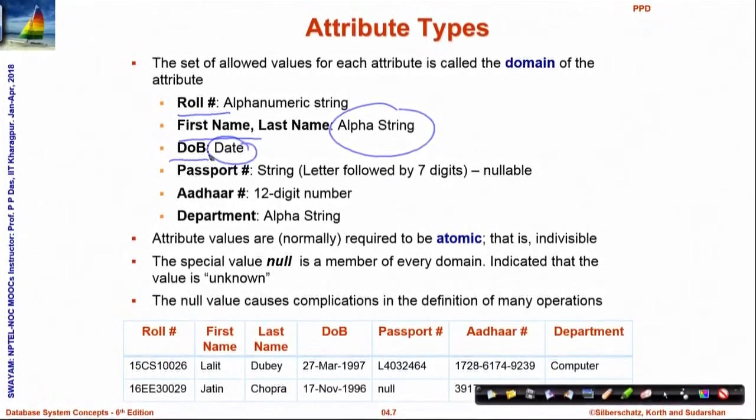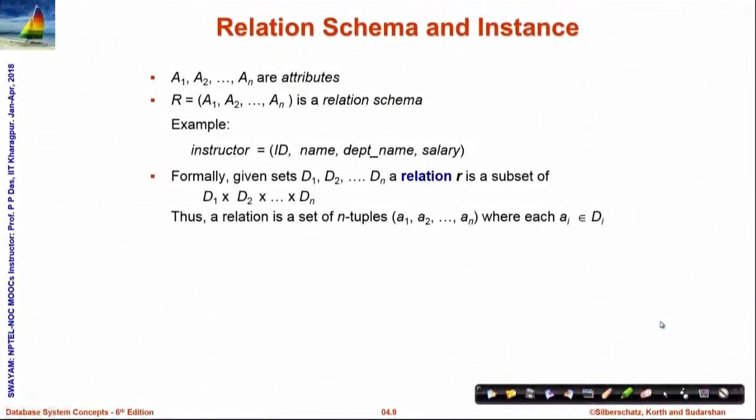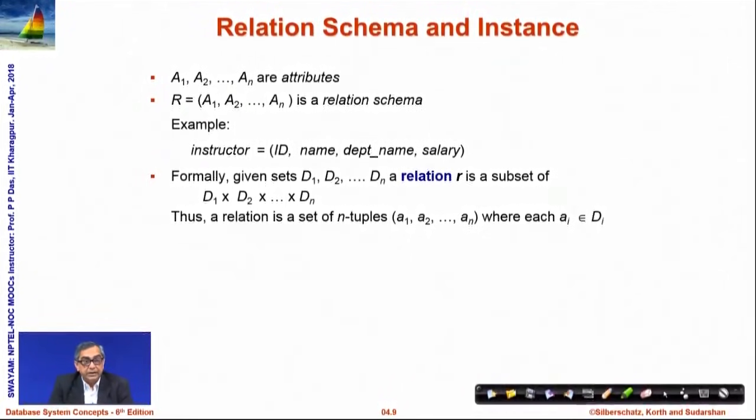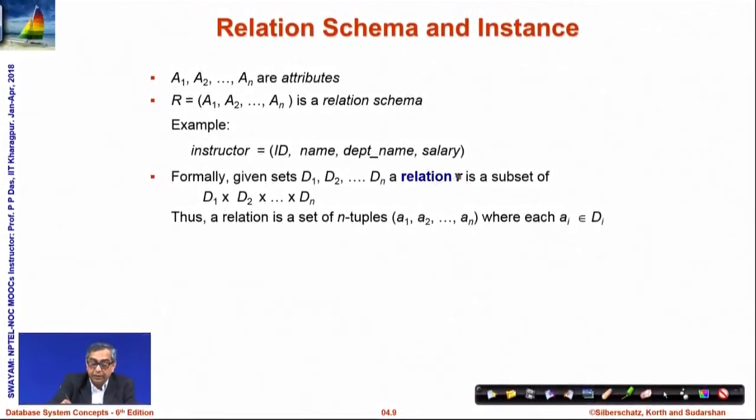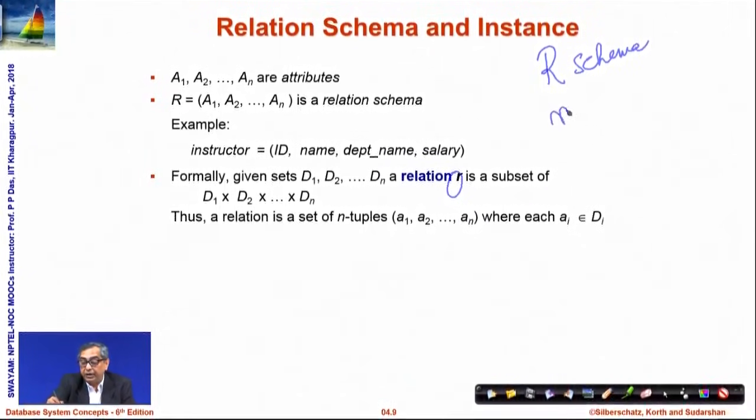So, DOB is an attribute and the domain is date. So, any possible date. Aadhaar is an attribute and this is the domain. So, each attribute will need to have a certain domain and those are marked by the D sets. So, we will say that a particular relation R, where R is a schema, is a subset of D1 cross D2 cross dot dot dot Dn.